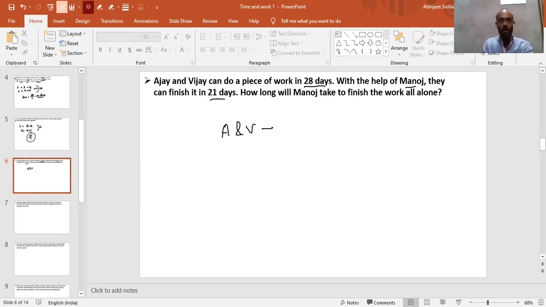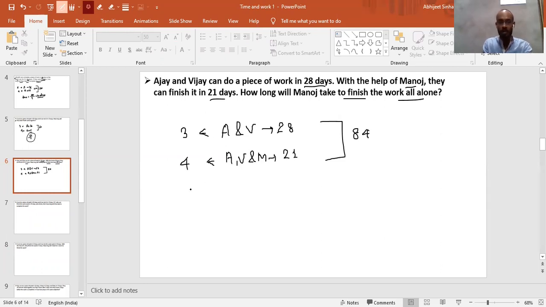Show A and B. Now both are completing the work in how many days? 28 days. With the help of Manoj, they can finish it in 21 days. Which means that A, V, and M, if all three work, take 21 days. Now the question is, how long will Manoj take to finish the work all alone? So the job is same. We will take the LCM of 28 and 21, and the LCM will be nothing but 84. So the combined efficiency of A and B is 3, and the combined efficiency of A, V, and M is 4.